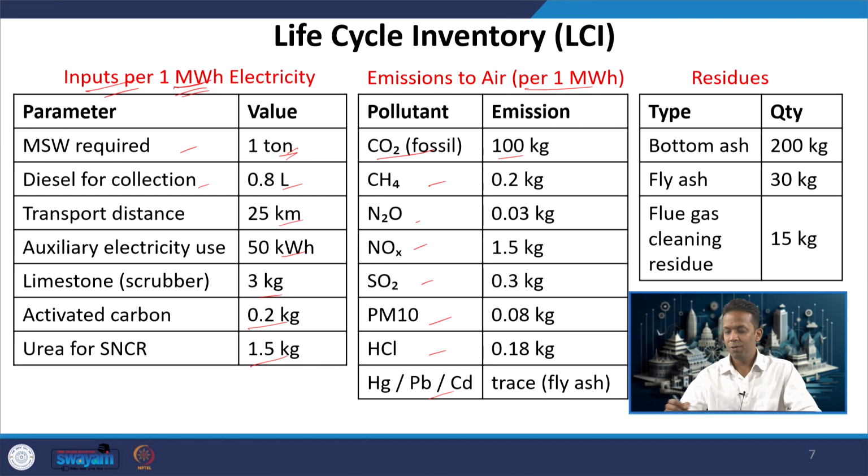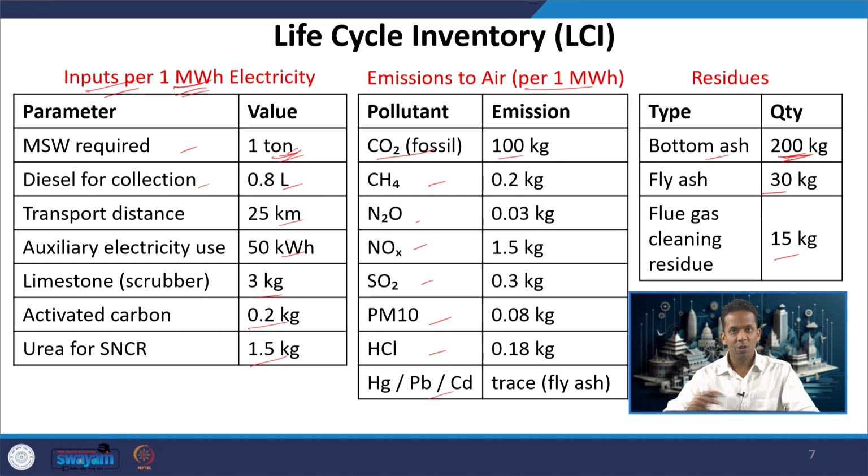On the residues side, we have bottom ash, 200 kg, almost 30 kg fly ash, and when we clean the fly ash using different materials, including water, limestone, activated carbon, you get around 15 kg of waste there. So, one approximate calculation you can do here: if I ask you what is the ash content of MSW, if it is 1 ton of MSW, 200 or 230 kg ash is coming out. So, we can say approximately 20 to 25% of MSW is inorganic in nature, or ash.